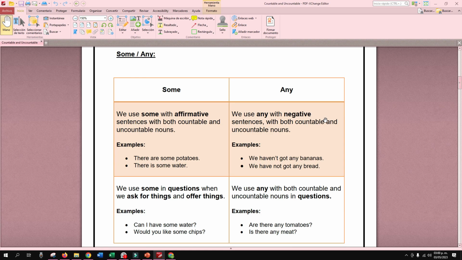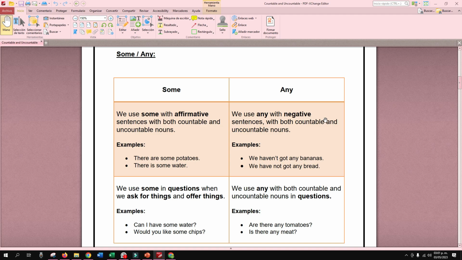Also, some and any. We use some with affirmative sentences with both countable and uncountable nouns. There are some potatoes. There is some water. So we're going to use some with affirmative sentences, whether with countable or uncountable nouns. Hay algunas papas. There are some potatoes. There is some water. Hay algo de agua. You can say that.